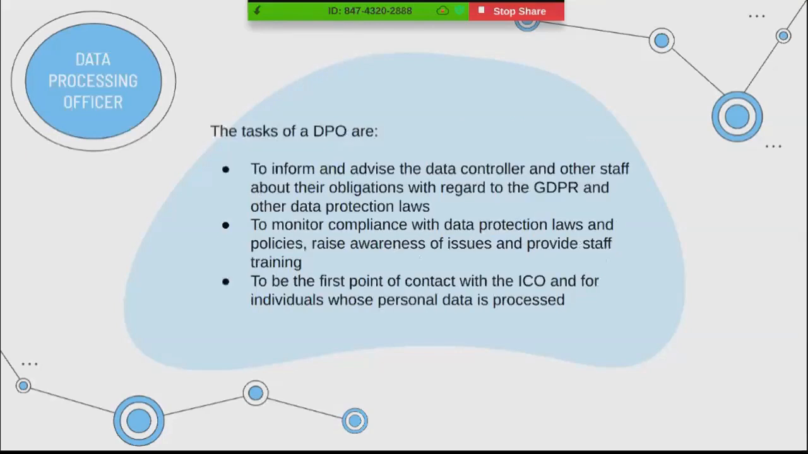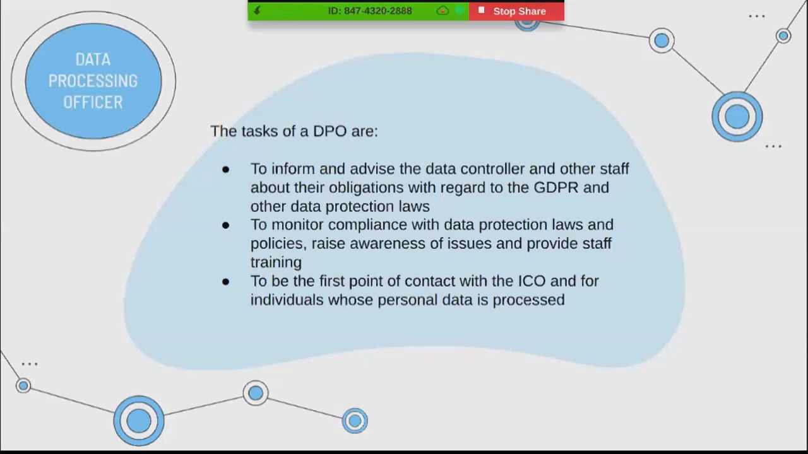So the tasks of the DPO are to inform and advise the data controller and other staff about their obligations with regard to the GDPR and other data protection laws, to monitor compliance with data protection laws and policies, to raise awareness of issues and provide staff training, and to be the first point of contact with the ICO and for individuals whose personal data is processed. So it puts that responsibility on that DPO to make sure that all staff are up to date, all staff are fully trained on data protection, and that compliance is being adhered to in practice.